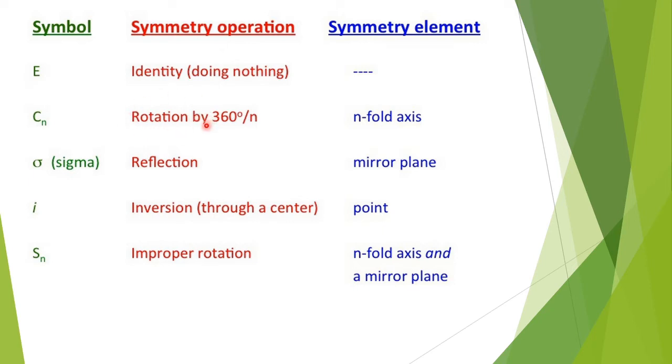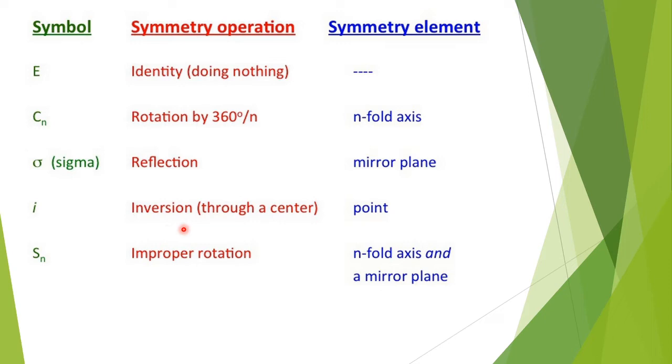Next is rotation, a rotation by a particular angle. And what is the symmetry element? It's an axis. You can see here n-fold. I'll explain that later. So rotation is the symmetry operation and axis is the symmetry element. It is denoted as capital C. I'll come to that n later. Next symmetry operation is reflection, and the mirror plane or the imaginary plane is the symmetry element. It is denoted by sigma.